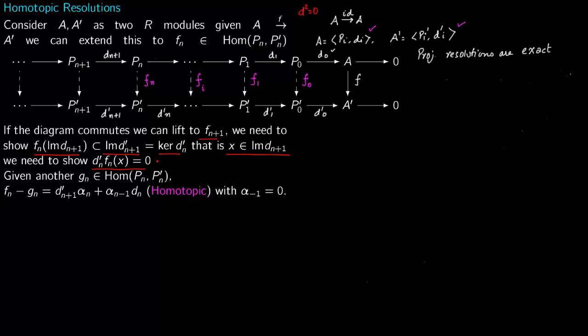Now we are told about homotopy. Say you are given another gn, a homomorphism from pn to pn prime, with g0, g1, gi, up to gn here. Then these fn and gn are homotopic. For that we have defined this map alpha n. So you first apply alpha n and then you apply d prime n plus 1. So we will start with alpha n.